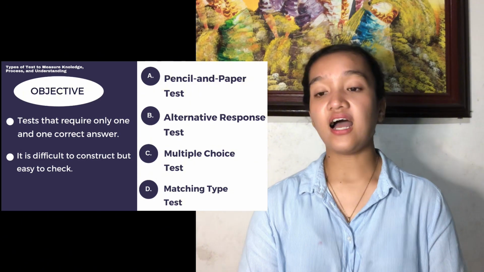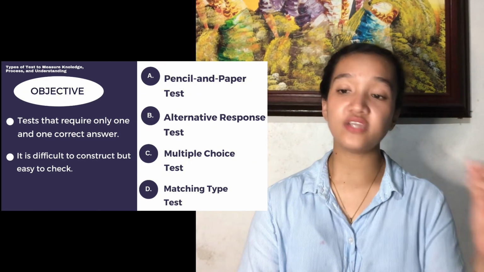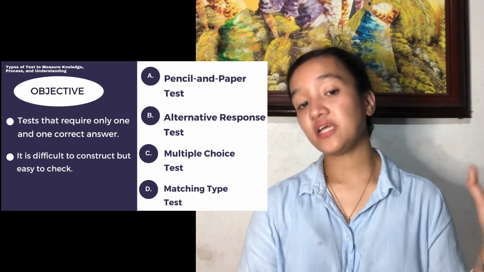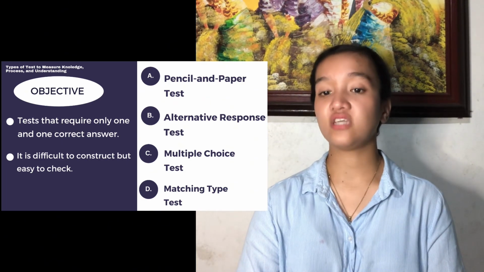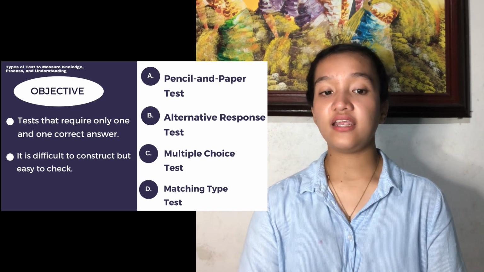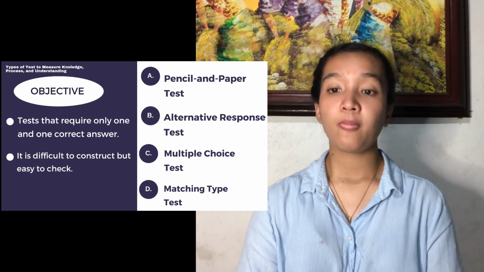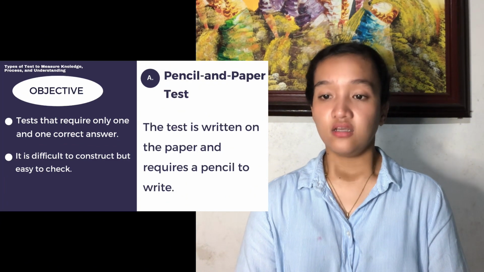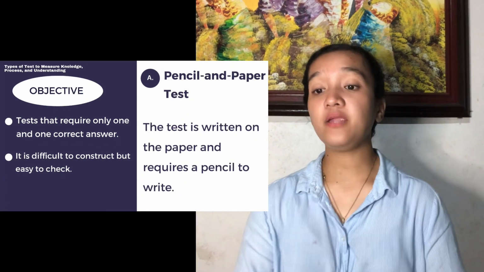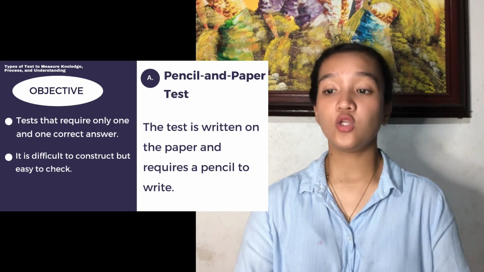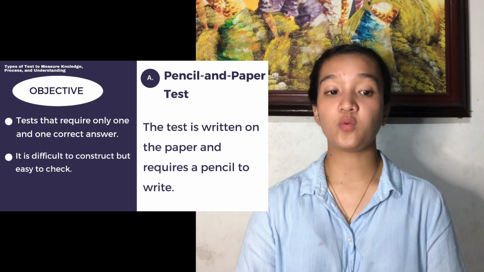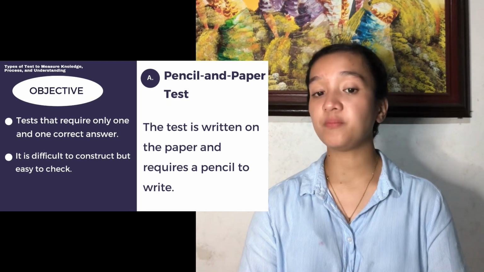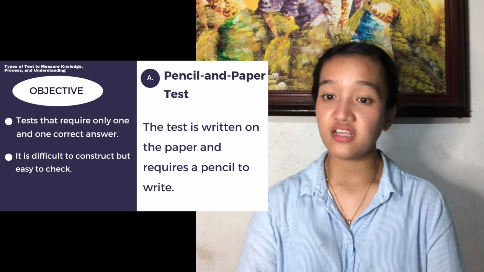So meaning, as I said a while ago, that objective is having only one answer. In objective also, it is easy to check. Kay naara man siya isa ka answer. And you just only need paper and pencil, and all you have to do is to answer a certain question. First, we have pencil and paper test. So the test is written on the paper and requires the pencil to write.